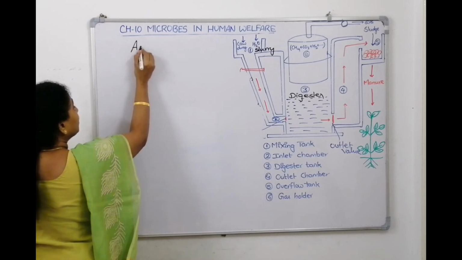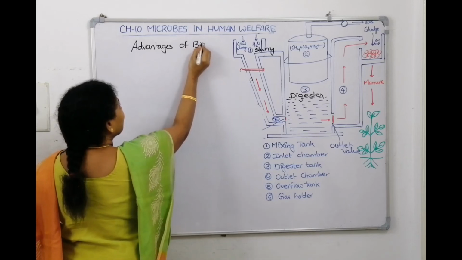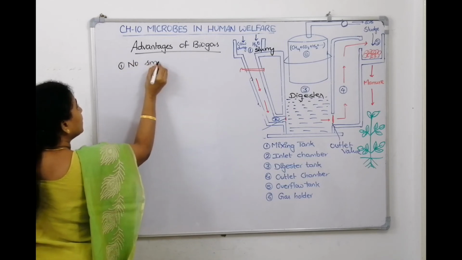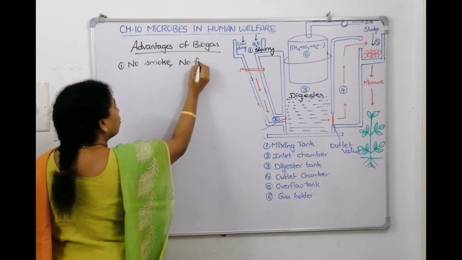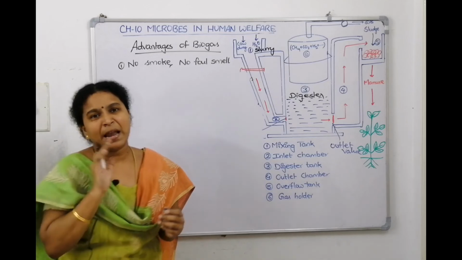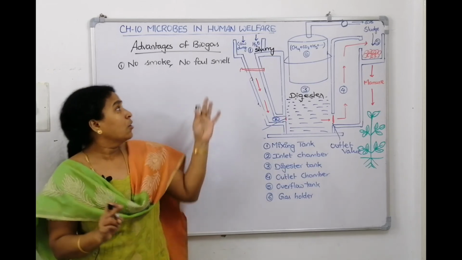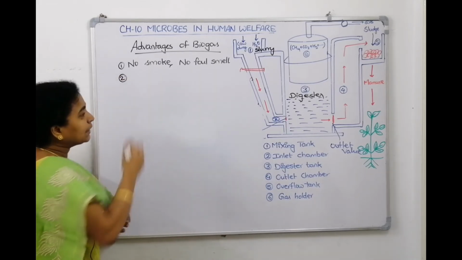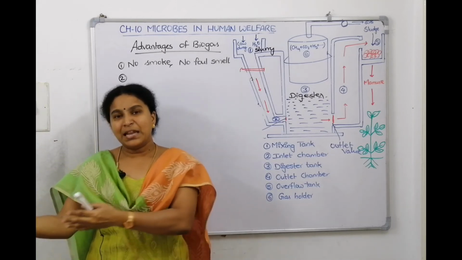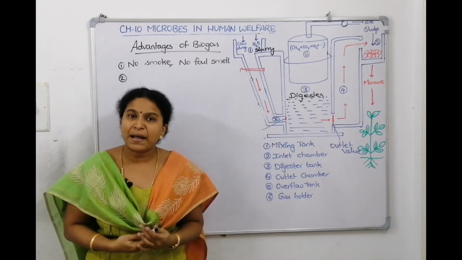Now let us see the advantages of biogas. The first one is no smoke. They are free from smoke and no foul smell. When they burn the cow dung or the wooden logs, some smell will come. But when you generate gas from that, we don't get any smell. So no smoke, no foul smell. And in that cow dung, pathogenic bacteria can be there. If you leave it like that, those pathogenic bacteria will be there only. But here in this decomposition, the pathogenic bacteria are killed off.